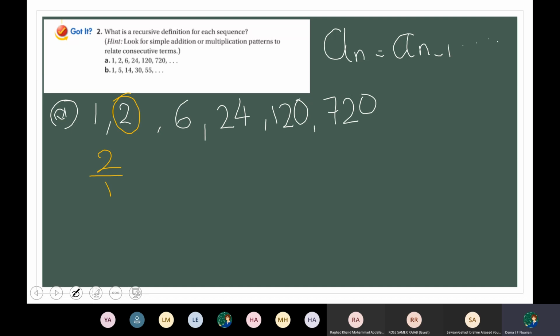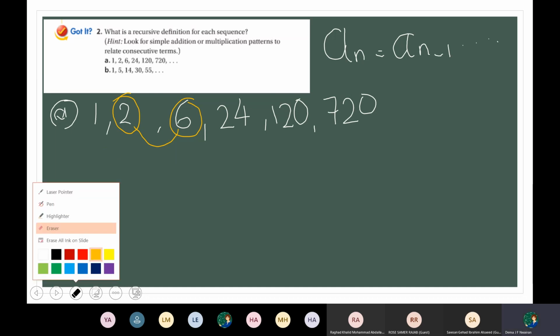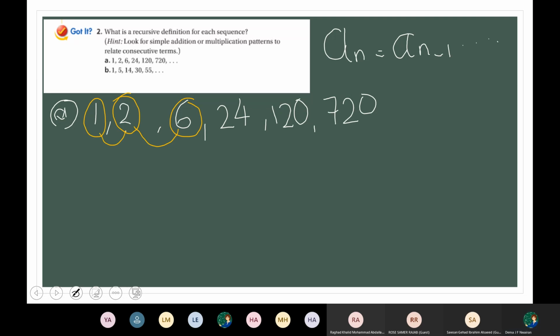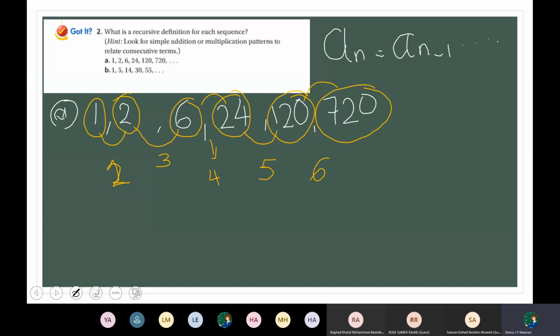2 over 1. 6 over 2. They are 3. So let's find now the ratio between each two terms. 2 over 1 is 2. 6 over 2 is 3. 24 over 6 is 4. 120 over 24 is 5. 720 over 120 is 6. 1, 2, 3, 4, 5, 6.